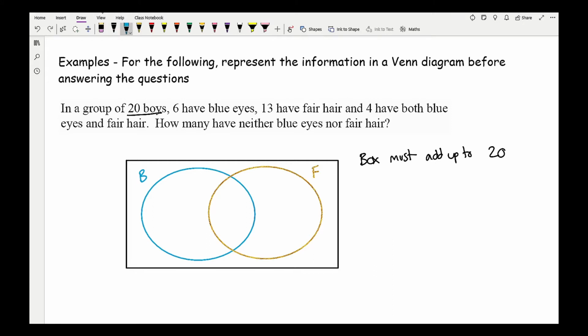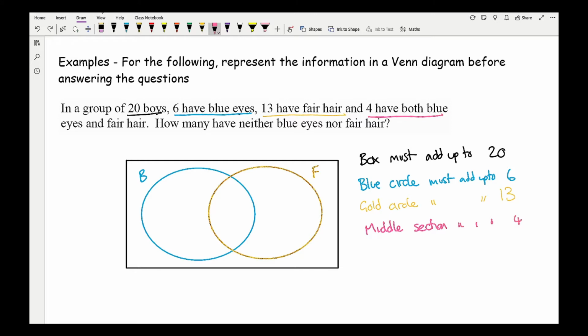The next thing I also know is that 6 have blue eyes. So the blue circle must add up to 6, and the gold circle must add up to 13. And then finally, both, the middle section, must add up to 4. And that's exactly where I'm going to start.